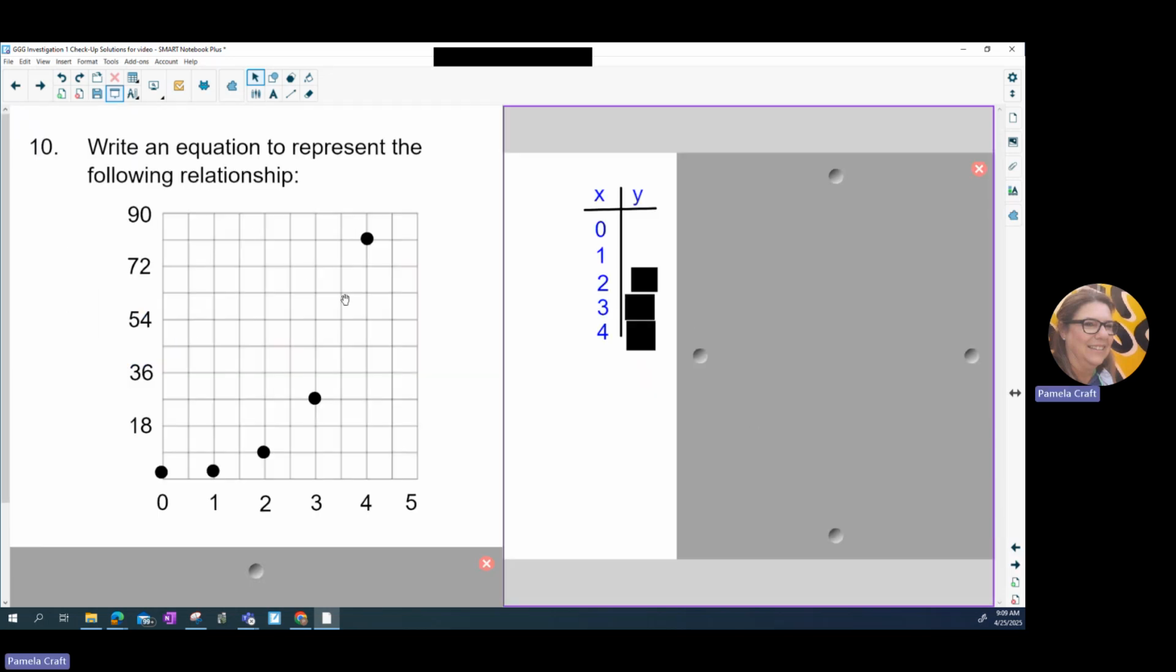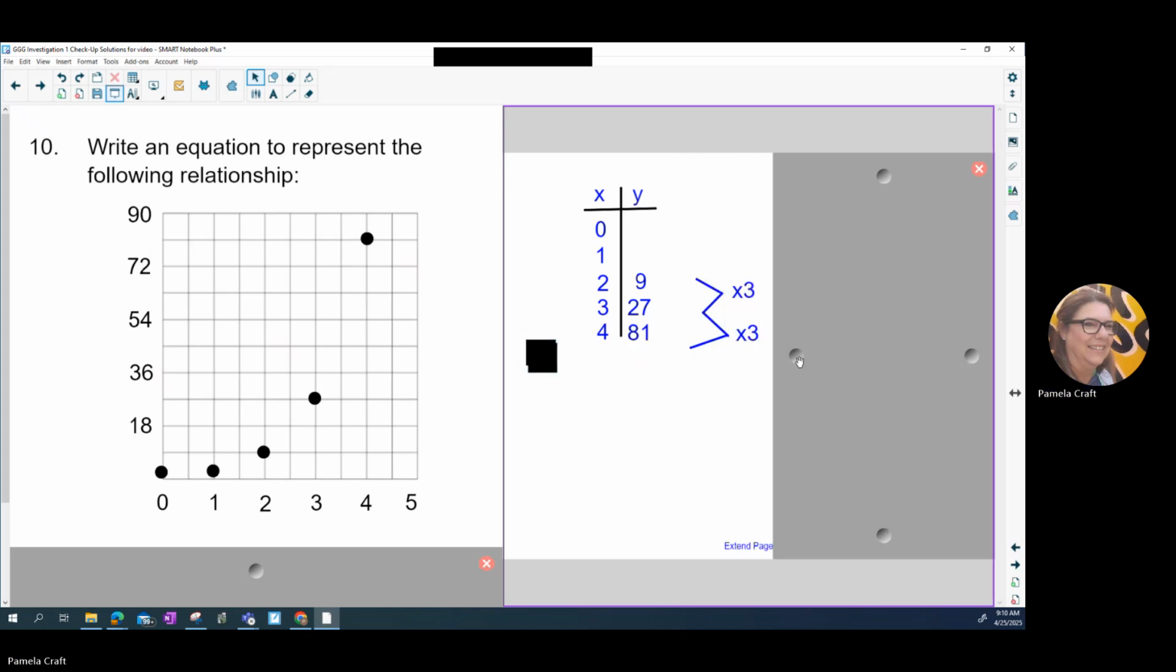In number 10, they give you the graph, and you have to fill out a table to be able to come up with your equation. So I can't tell at 0 and 1 what those values are because they're just kind of estimated. But at 2, I can clearly see that we're at 9. This table is counting by 9s. And at 3, we are clearly at 27. So I can fill those in and then look for my pattern. And I see that we are multiplying by 3.